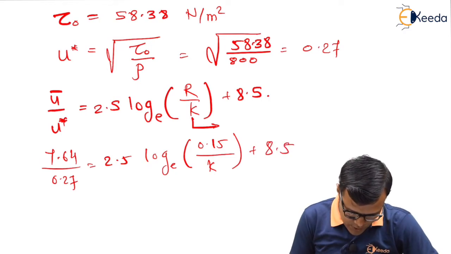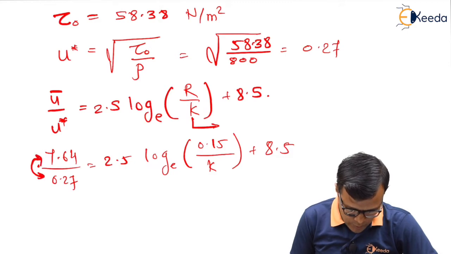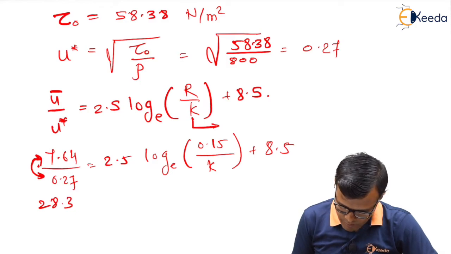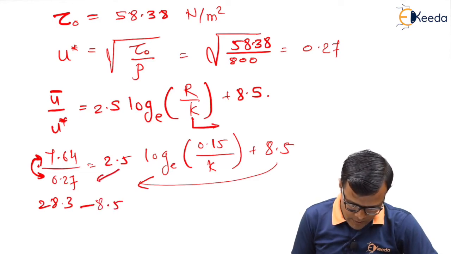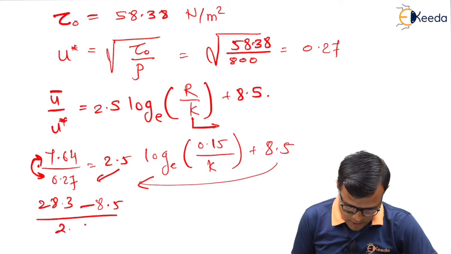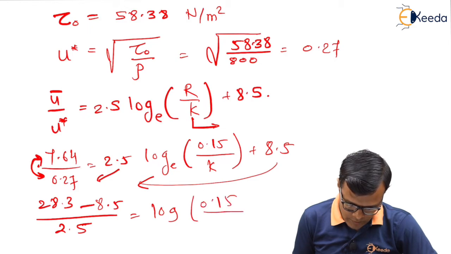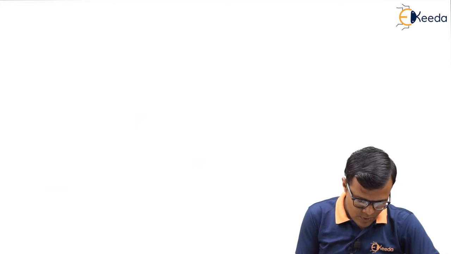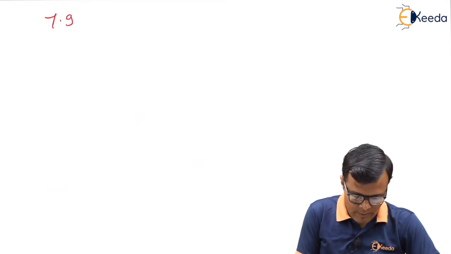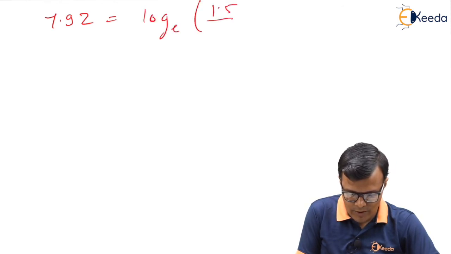So the ratio 7.64 divided by 0.27 becomes 28.3. This ratio minus 8.5, this 8.5 comes over here as minus 8.5. The 2.5 which is multiplied goes to the division side, so we get 2.5 equal to log of 0.15 upon k. So 7.92 equal to log to the base e of 1.5 upon k.